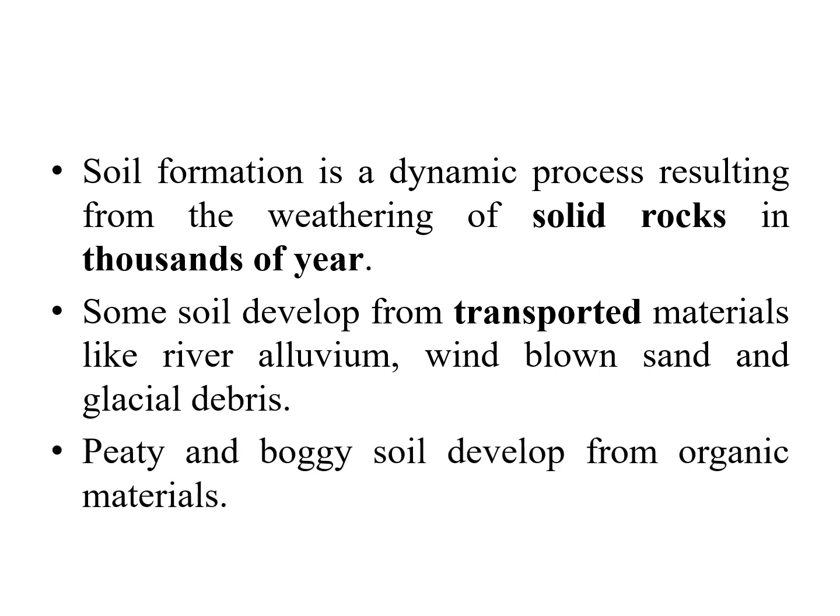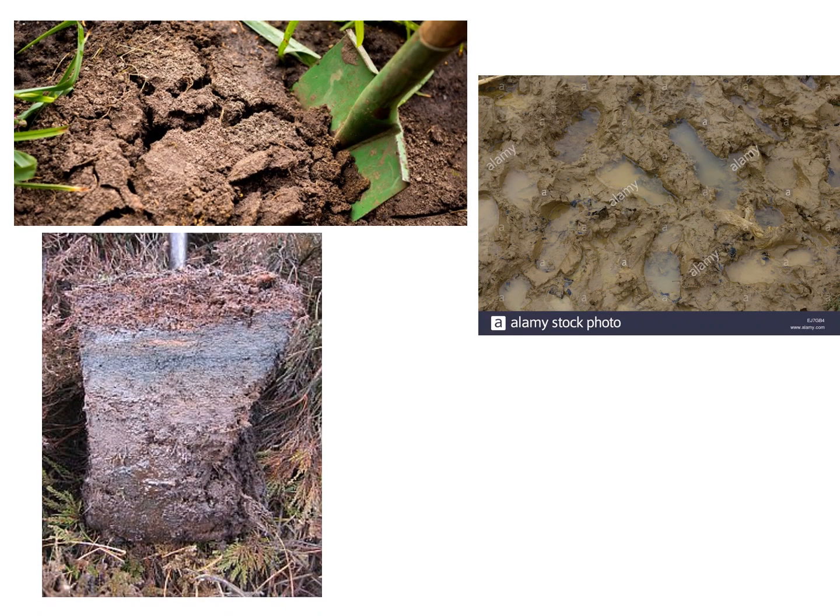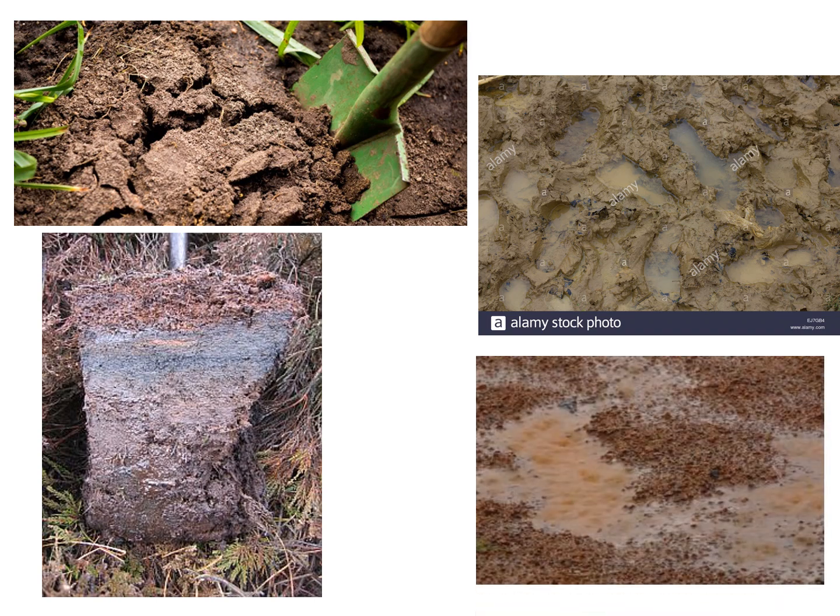Here I would like to mention peat and boggy soil. Peat and boggy soil develop from organic materials. So what are these organic materials? I would like to show some pictures of peat and boggy soil to get a clear idea. Peat and boggy soil is nothing but this. This picture shows soil with water, and even this picture shows soil with water. This picture also shows soil with water. And here we can clearly see the parent material, through different colors. Each layer has different colors in it.